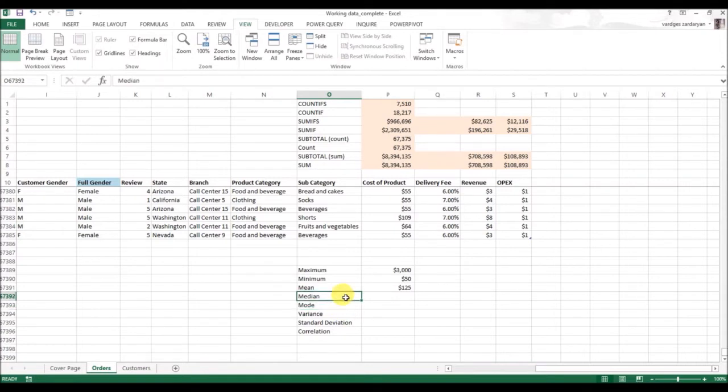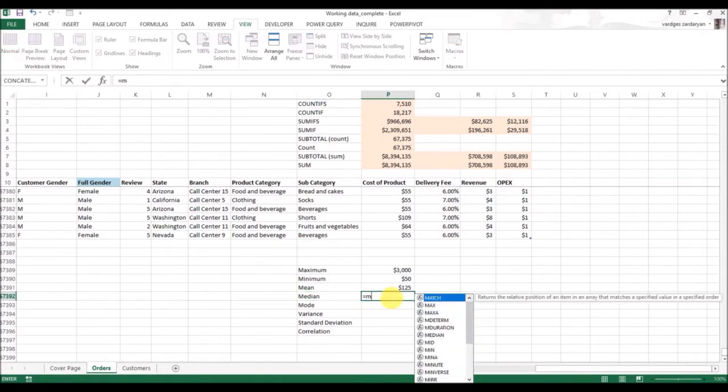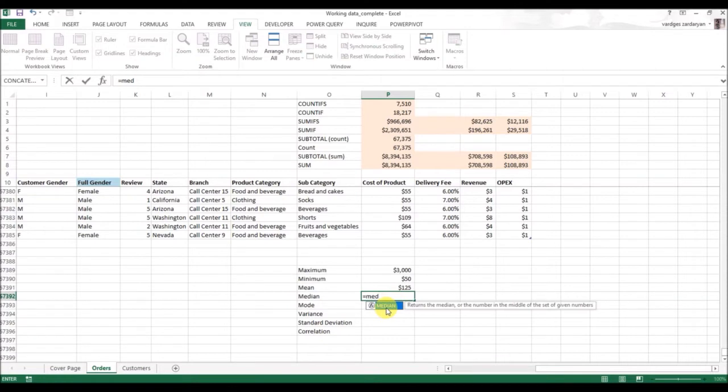Median is the middle value of a dataset. Let's calculate. Is equal to median for the same range, $55. We see that the median is close to the average. It means that we have a smooth set of costs without outliers.